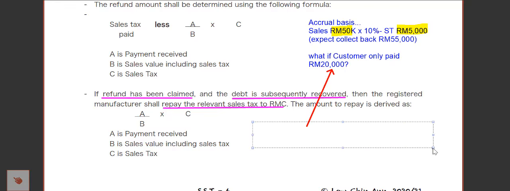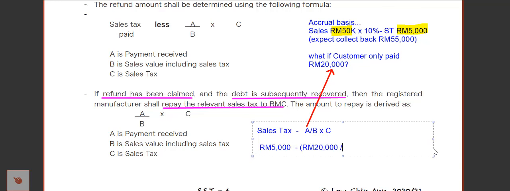Now, your sales tax is 5K, right? And then you're going to minus the AB times C. Okay, what is the AB times C? Now, A is the amount that you've received. B is the total amount, including the sales tax, which is 55. And C is the sales tax.